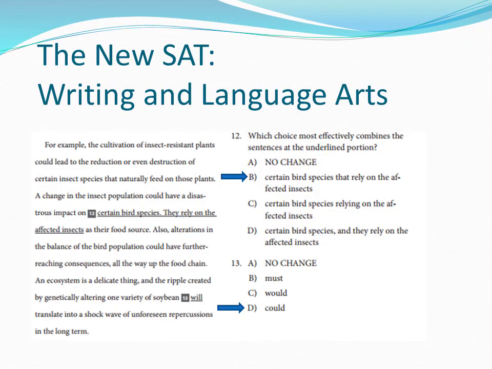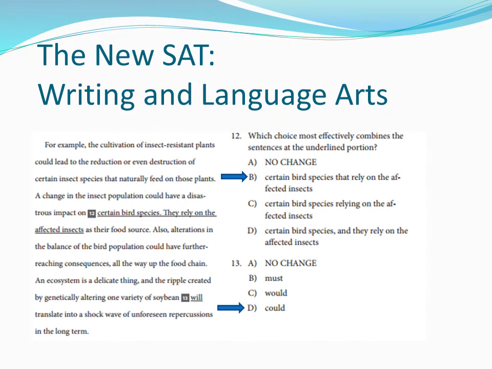Let's look at our choices. We want to bring that together. Certain bird species, what? All we know is what? They rely on the insects, right? Look at choice B: certain bird species that rely on the affected insects as their food source. Read it back in, and that one works. Yeah, I need the change. I don't want to have that hard fragment sentence at the end. Certain bird species relying on the affected insects, no. Certain bird species and they, no, that totally breaks it up. So choice B there.